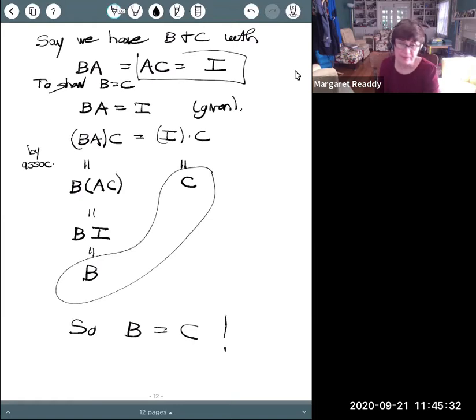Okay? So this is a very nice thing. And if you take other classes, like a group theory class or an abstract algebra class, this is a very basic thing in mathematics, that if you have an element that has a right inverse and a left inverse, they actually have to be the same. So any question about this?